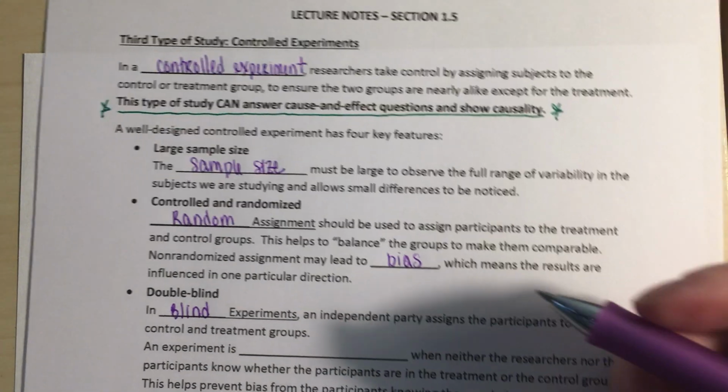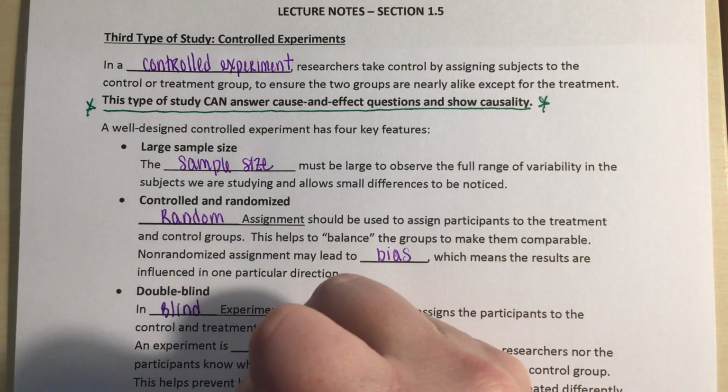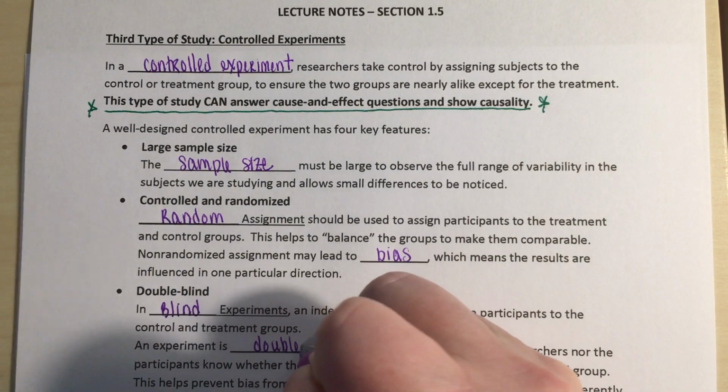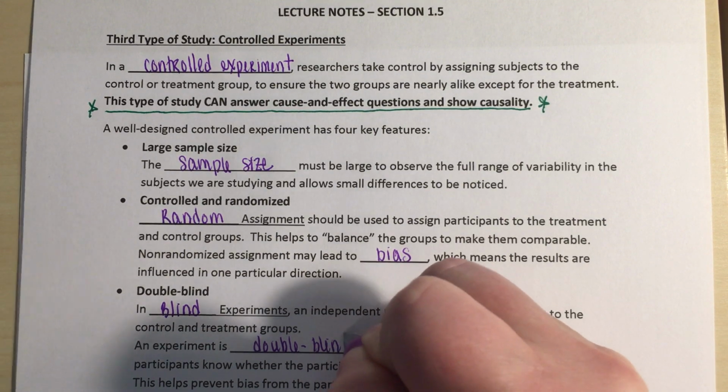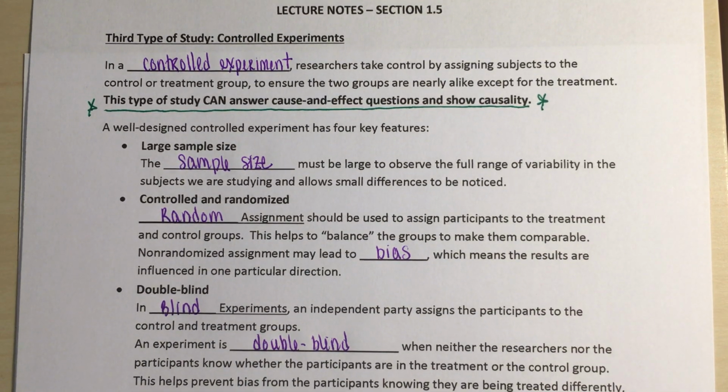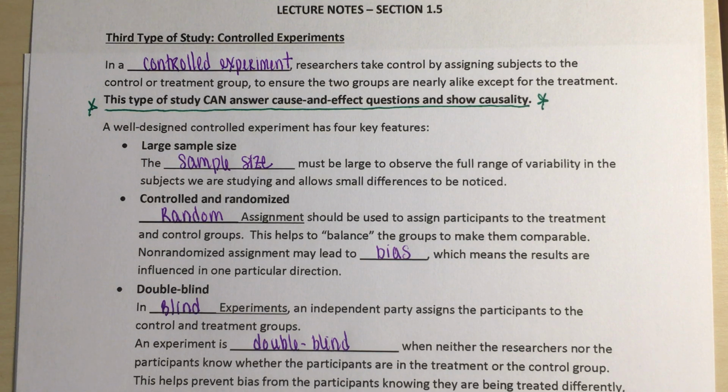An experiment is referred to as double blind when neither the researchers nor the participants know whether the participants are in the treatment or the control group. This helps prevent bias from the participants knowing that they are being treated differently, or the researchers either treating or evaluating the participants differently. So the idea between these two, one we're thinking about blind experiments.